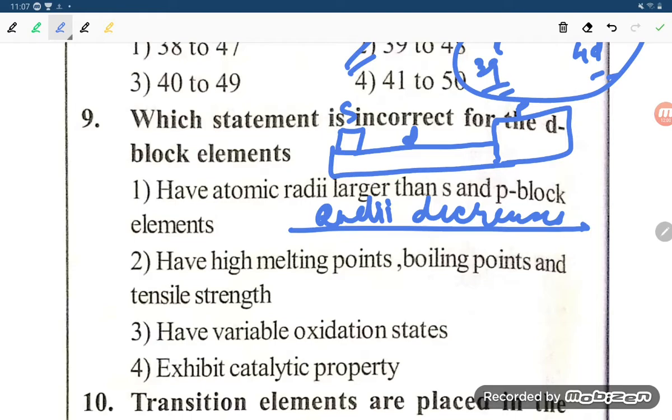So students, they are saying that D block elements have larger atomic radii. Which have larger atomic radii, students? S block elements are larger, D block is smaller. So the option saying D block elements have atomic radii larger than S and P block elements is wrong, students. So option number 1 is our answer.